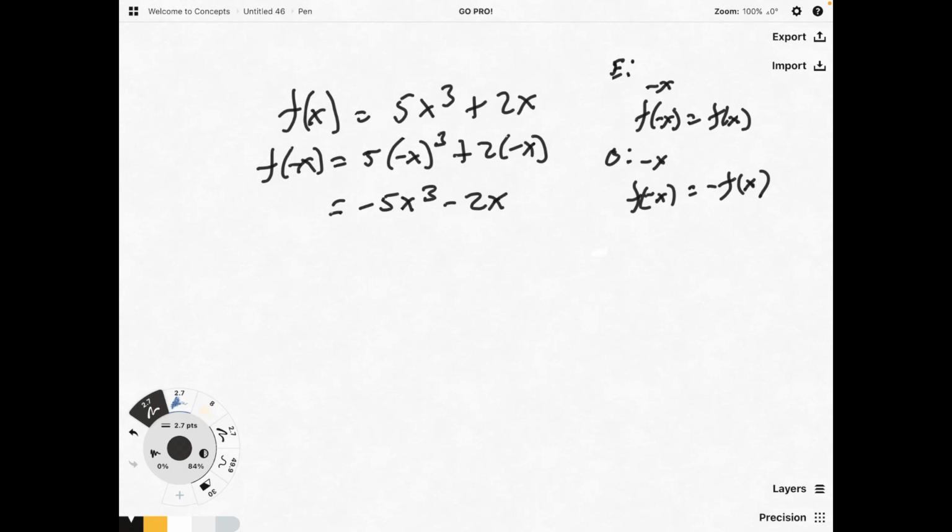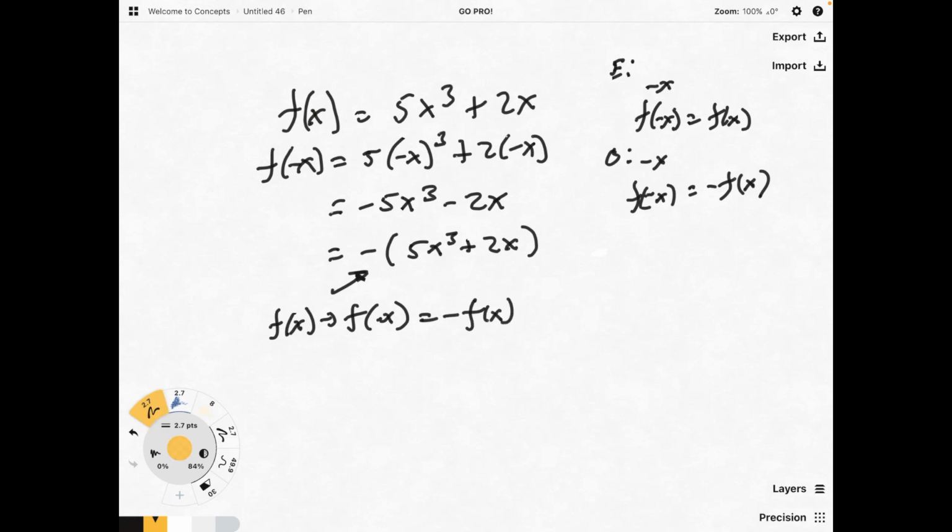And if we want to, we can bring out that negative because that's the same in both terms, and we're left with negative (5x cubed plus 2x). And this answer would tell us that if given the function f of x and you're putting in a negative x, then we're going to be left with a negative f of x. When we look at this rule, we see that it's an odd function, and therefore we know this function is odd.